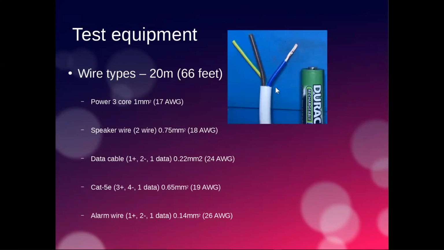And then finally, these are the light extension cords you get from Bunnings. You get 20 meters for, I don't know, $15 or something. So it's 17 AWG, 1 millimeter squared stranded wire, and we'll use that in the tests as well.